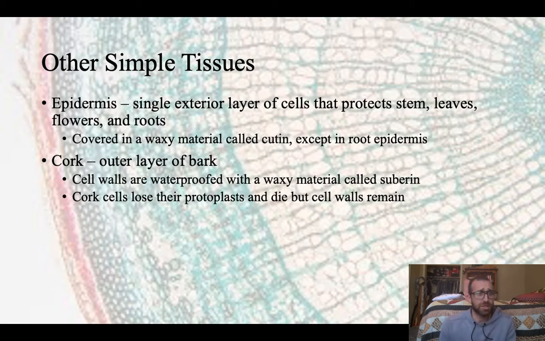Another simple tissue is cork tissue, which is the outer layer of bark. And here our cell walls are waterproofed with another waxy material called suberin. And just like with our sclerenchyma tissues, our cork tissues lose their protoplasts and die, but their cell walls remain.